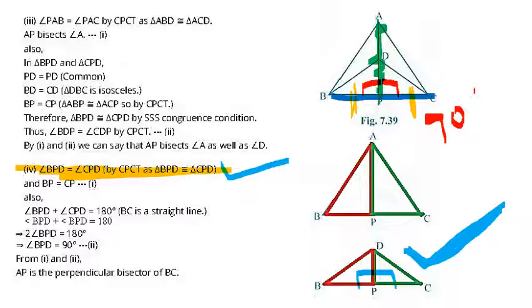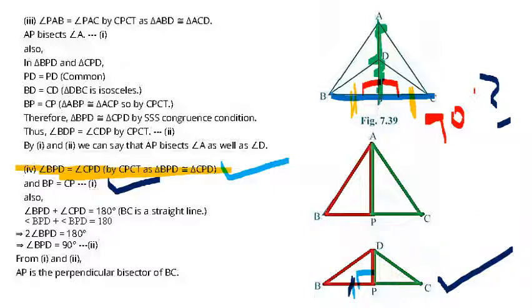Also, BP is equal to CP. Why? Because triangles are congruent, and when triangles are congruent, then corresponding parts are also congruent, and these are corresponding parts. That means these two sides will be equal to each other. So BP is equal to CP. That means AP is bisecting it. It is dividing this into two equal halves. But we have to show it is bisecting it as well as perpendicular at 90 degrees. We have not shown the 90 yet. So let's show the 90. Let's see how it is 90 degrees over here.